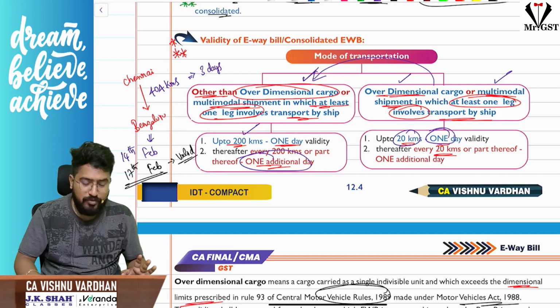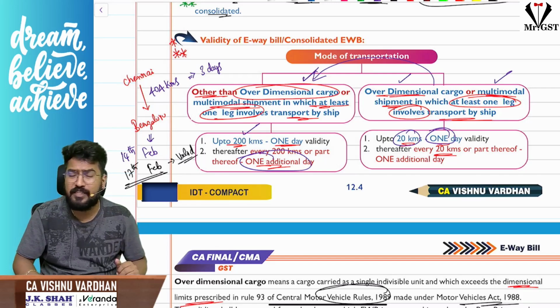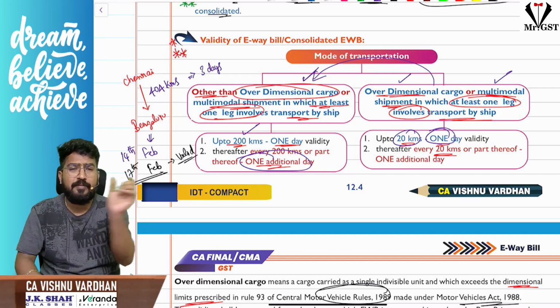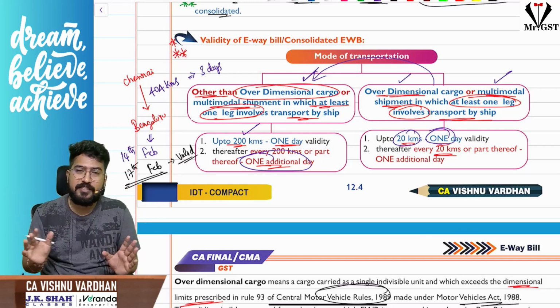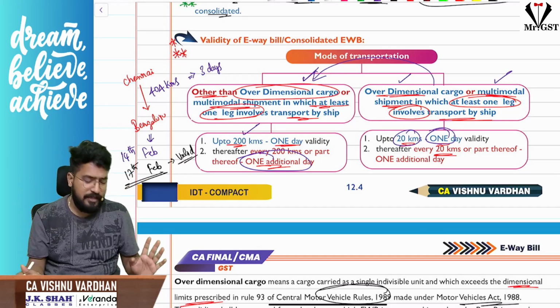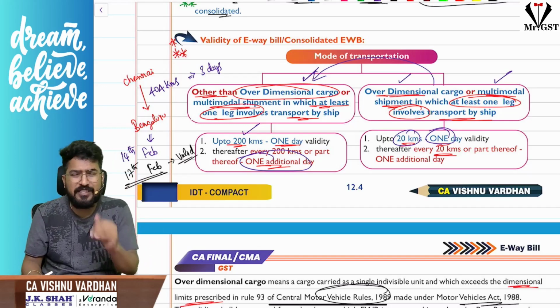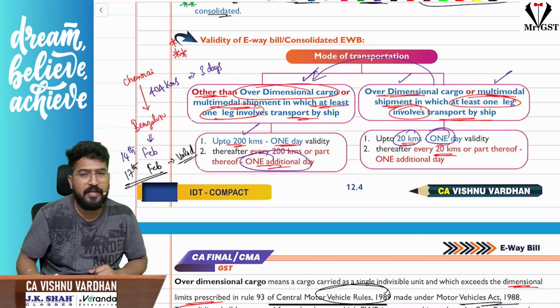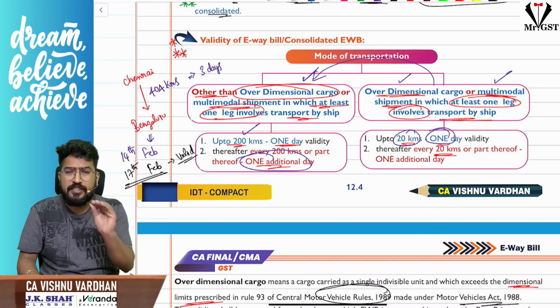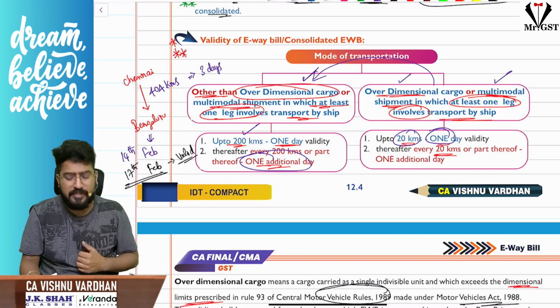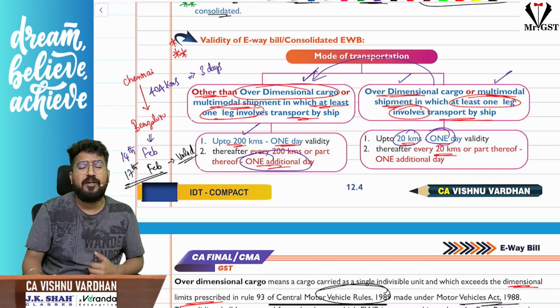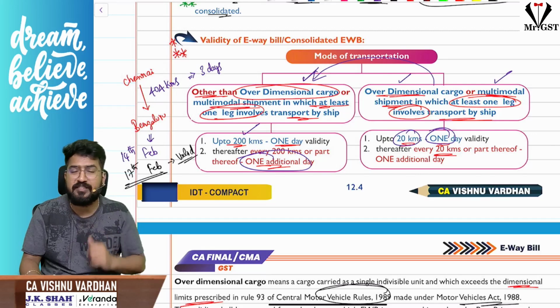Sir, when you are supposed to give consignor or consignee details, there are pin codes you should be giving, and based on the pin code, the system will automatically calculate the distance, and based on the distance, the validity will automatically be determined. Imagine I am transporting goods from Chennai to Bengaluru. The distance is 404 kilometers. Now, how many 200 kilometers are there? Suppose it is other than over-dimensional cargo or other than multimodal transportation where one leg involves a ship.